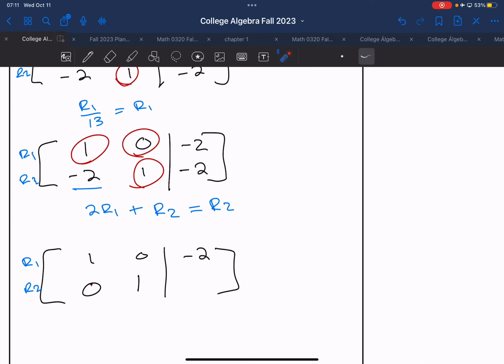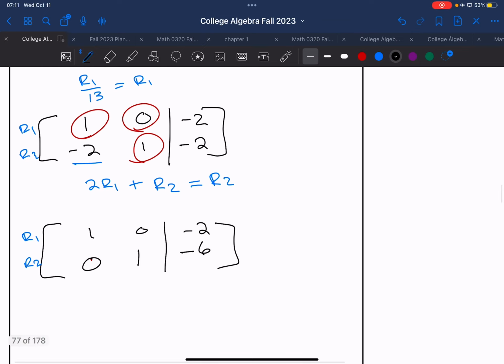Okay, and then last part here, we do 2 times row 1. So 2 times negative 2, negative 4. Add it to row 2. Negative 6. So that means our answer is what? Negative 2 comma negative 6.